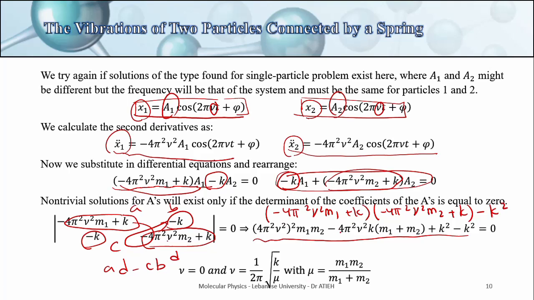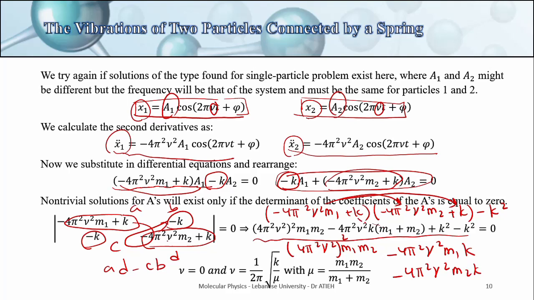So if we try to expand this, we will get 4 pi squared nu squared m1 m2 all over squared for sure, m1 m2. This is, I've multiplied this by this. Now multiplying this with this will give us minus 4 pi squared nu squared m1 k minus 4 pi squared nu squared m2 k. So I'm doing this with this. And at last we have plus k squared minus k squared.